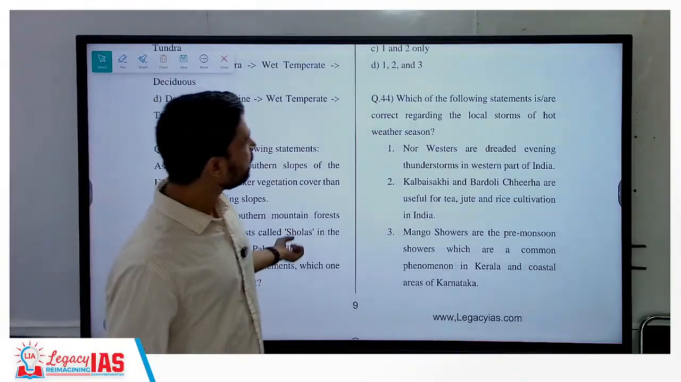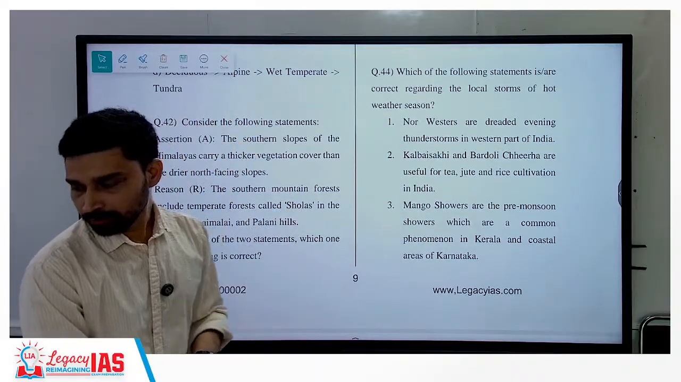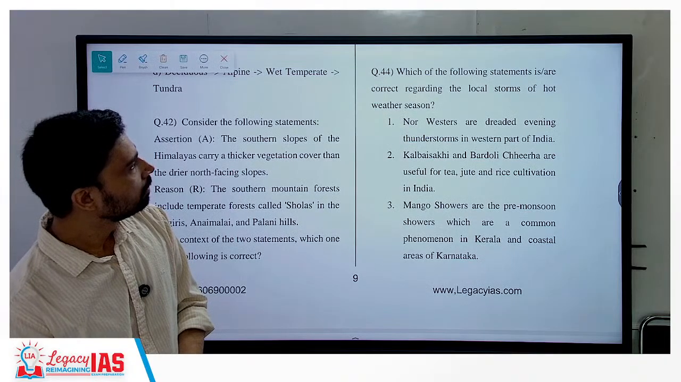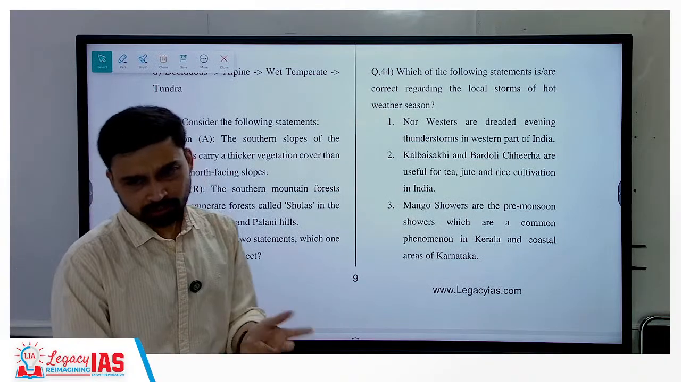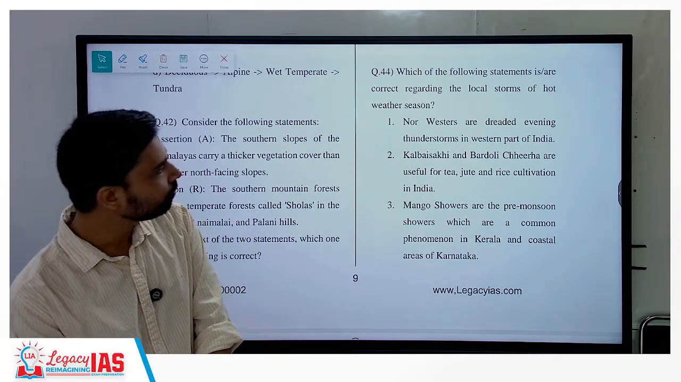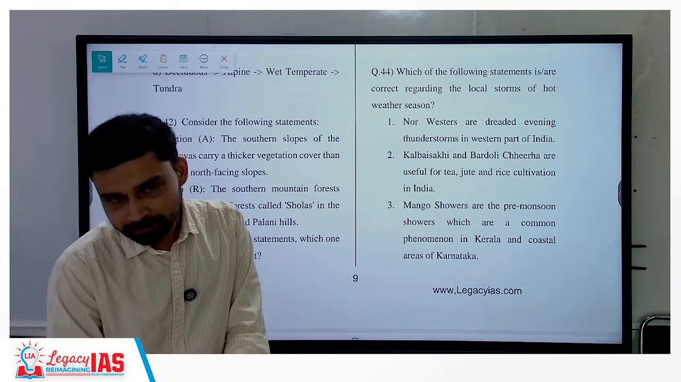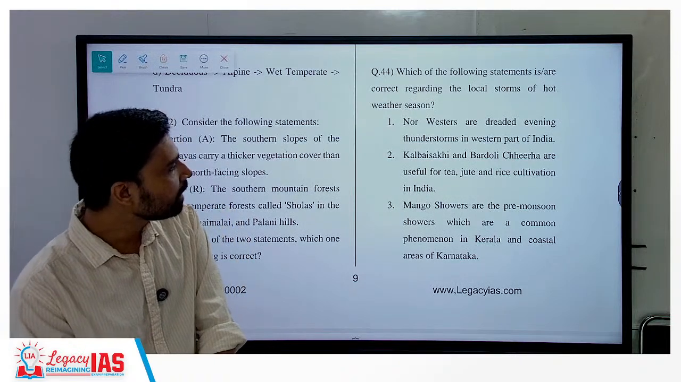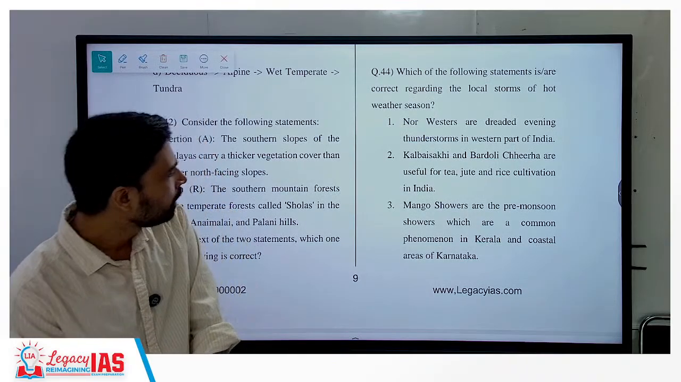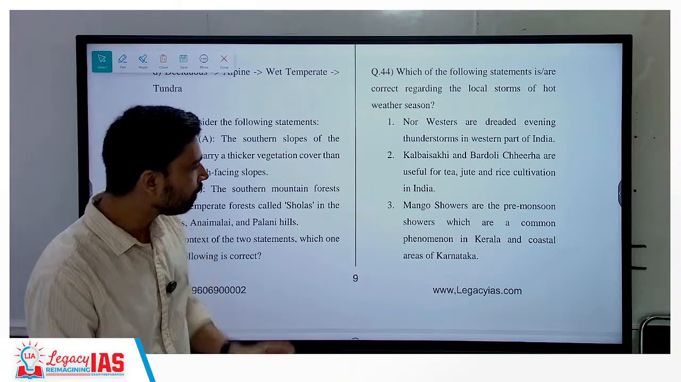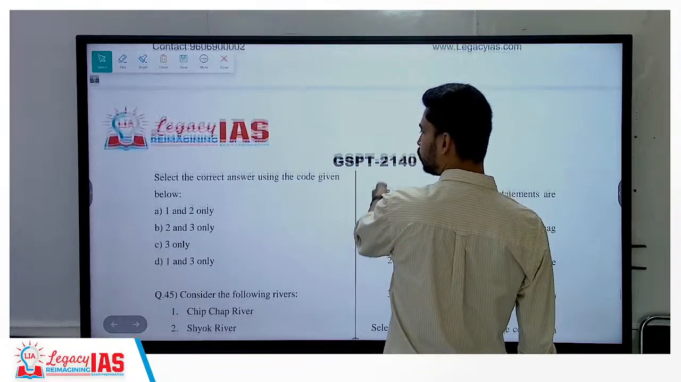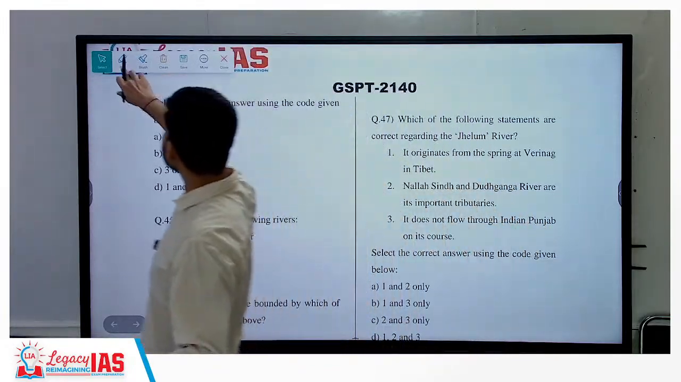Which of the following statements is correct regarding the local storms of the hot weather season? Local storms we are talking about. Local storms are pre-monsoon showers. Nor'westers are dreaded evening thunderstorms in the western part of India. True or false? False. They are in the eastern part of India. Kal Vaisakhi and Bardoli Chirha are useful for tea, jute and rice cultivation in India. True, because they bring shower rainfall. Mango showers are the pre-monsoon showers which are common phenomena in Kerala and coastal areas of Karnataka. That is also correct. So what is the correct option? 2 and 3. B is the right option.